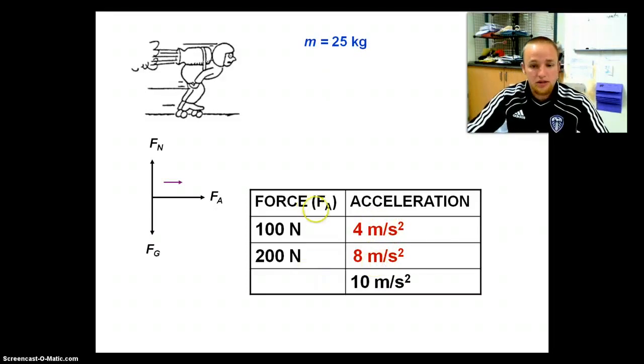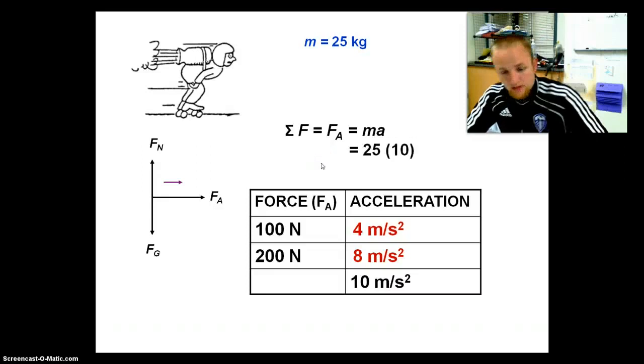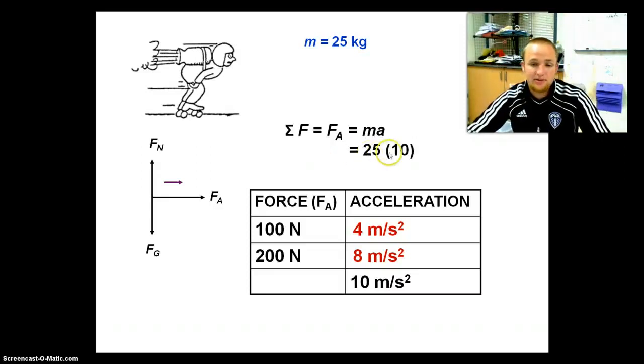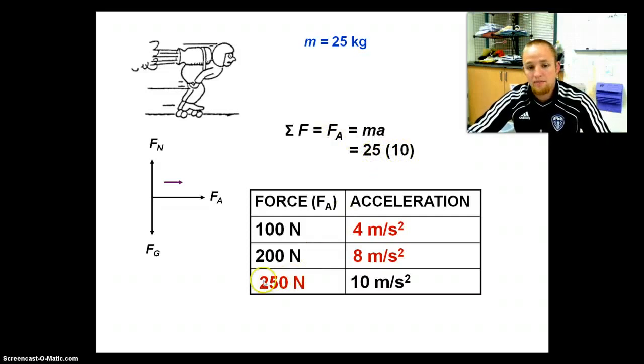So now we're going to work it backwards. We're going to solve for force. So we have a mass, and force applied equals our mass times our acceleration. So 25 is my mass, my acceleration is 10 meters per second squared, so multiplying them together, I get 250 newtons. I have a force of 250 newtons, and it causes an acceleration of 10 meters per second squared.